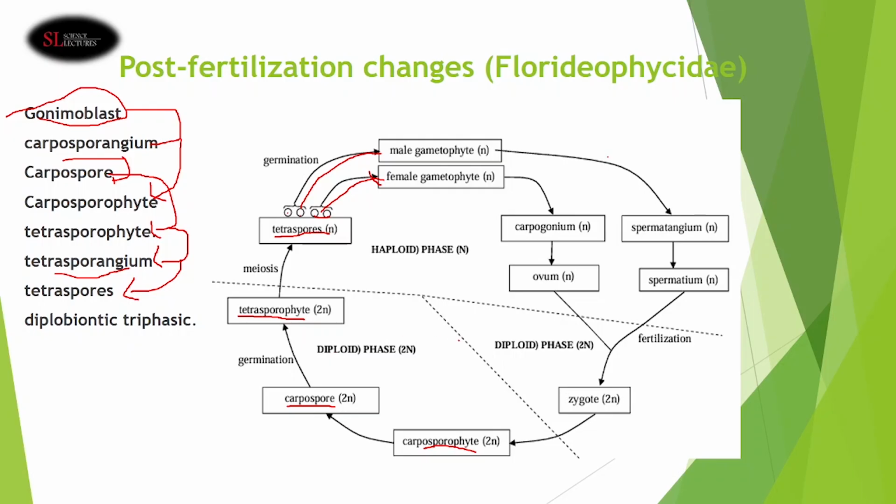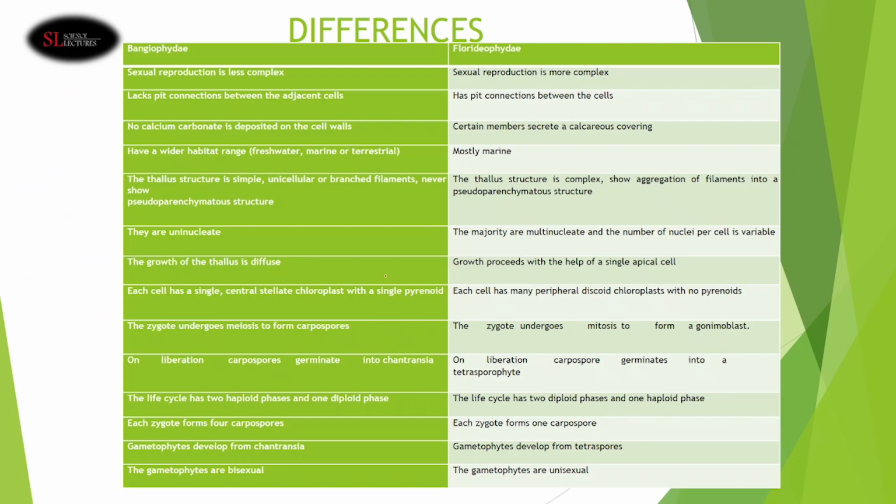Because you have two distinct diploid phases and one haploid phase, we say this is a diplobiontic triphasic life cycle. So members of floridiophycidae have a diplobiontic triphasic life cycle, while members of bangiophycidae have a haplobiontic triphasic life cycle. They have two haploid phases and one diploid phase, but members of floridiophycidae have two diploid phases and one haploid phase. Okay, so we need to look at the differences between members of bangiophycidae and floridiophycidae.